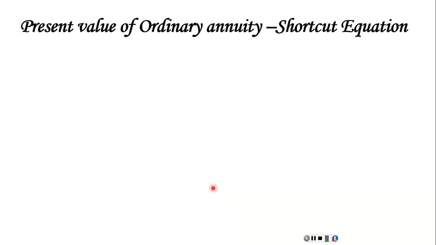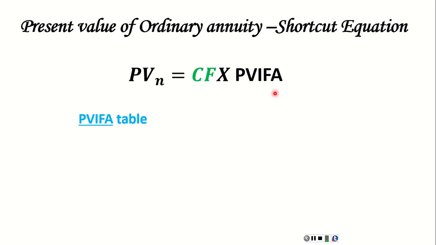Shortcut equation by which we can find the present value each bank will pay today: multiply the one equal periodical cash flow, which is 700, times a factor called the present value interest factor for annuity. Actually, this factor can be got by two methods. The first one is the present value interest factor for annuity table.